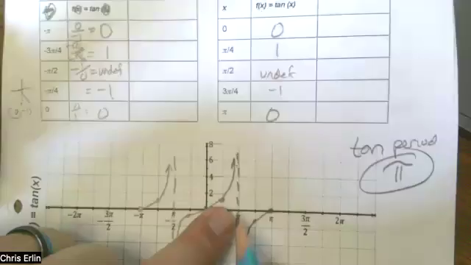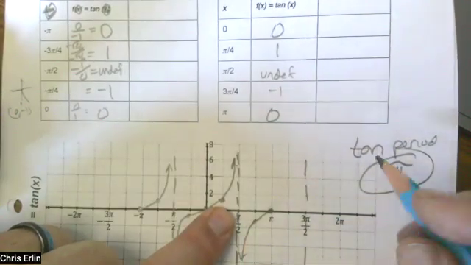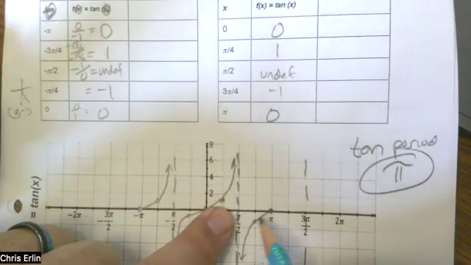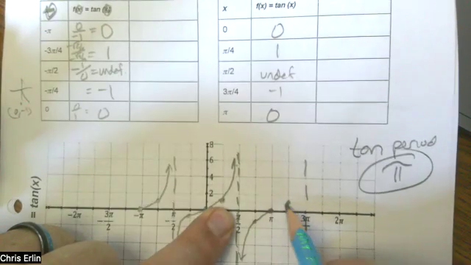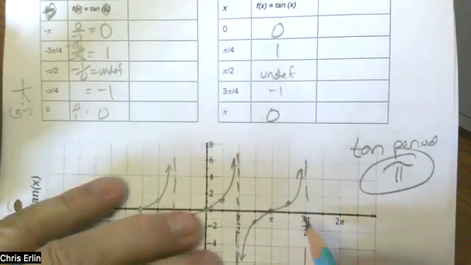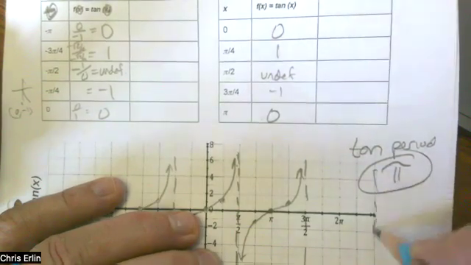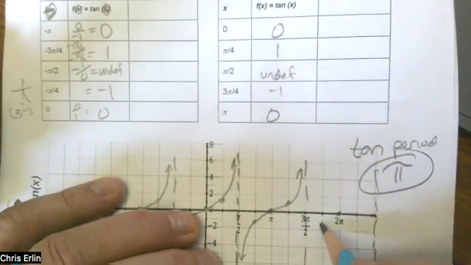If my period is pi, I can go from pi over 2 having an asymptote to 3 pi over 2 having an asymptote. In between those, I have a 0. In between this way, I have a negative 1. In between this way, I have a positive 1. And I get more swoops. From 3 pi over 2 to 5 pi over 2, again, I have a new asymptote. I have a 0.